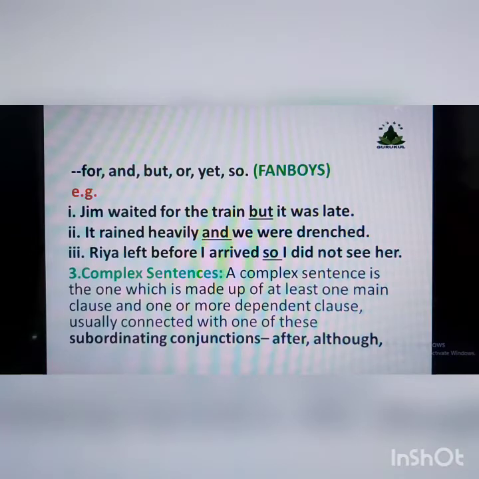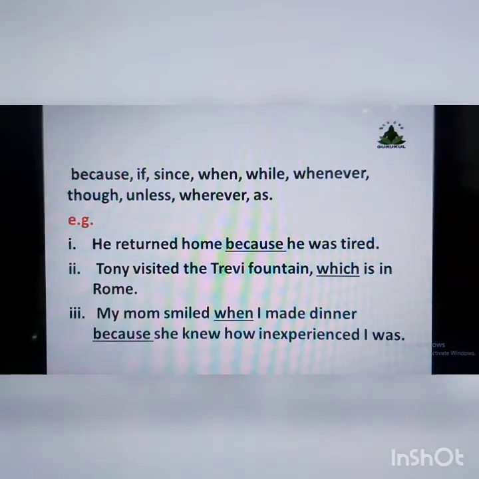The subordinating conjunctions are after, although, because, if, since, when, while, whenever, though, unless, wherever, and as. Now, let's take the example. The first example is he returned home because he was tired. Children, in this sentence, there is one main clause, he returned home.